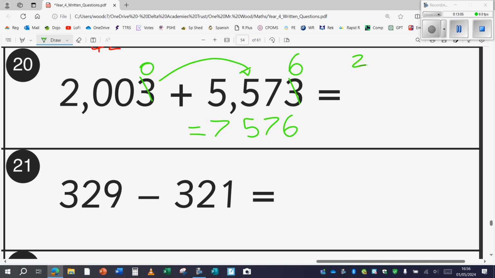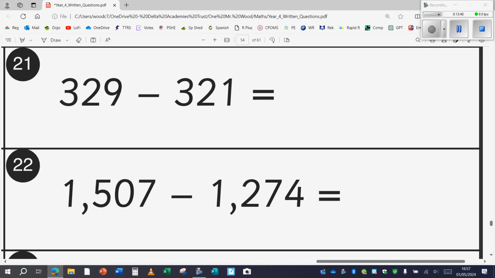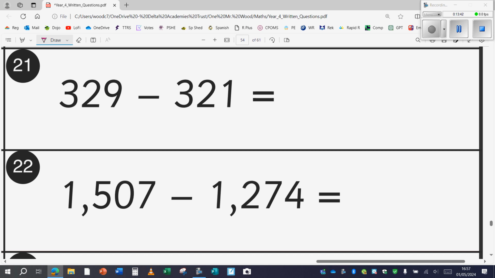So 2,003, and then 5,573. If I'm adding those ones together, I always start in the ones column, and I just need to be wary if the digits go over 9, because if they do, I need to carry some over to the next column. 3 add 3 is 6, dead easy. 7 add 0, 5 add 0, and 5 add 2. Same answer, but a much quicker way to do it without column addition. Sorry.